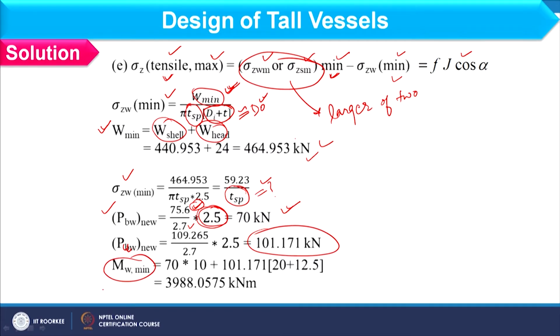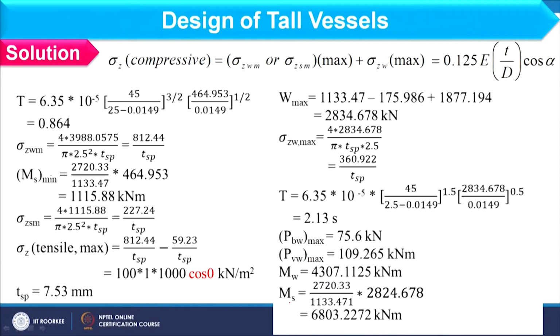So, bending moment due to wind action should be 3988.0575 kilonewton meter. Okay. And when I am calculating the wind load, you should also consider the period of vibration. So, that check is also required. That we can calculate through this expression, where total height we are considering including the shell and including the height of the support, and 464.953 is the weight we are considering now.